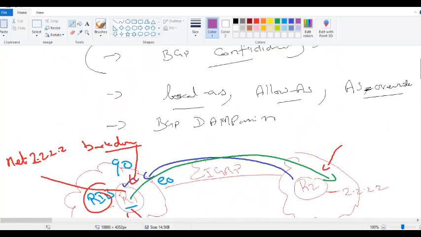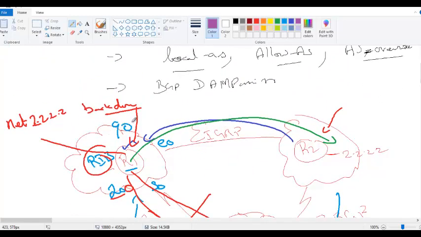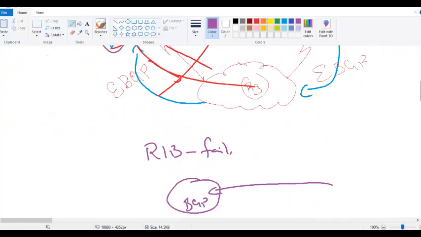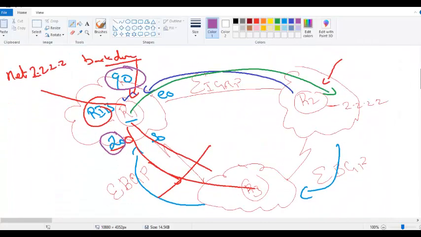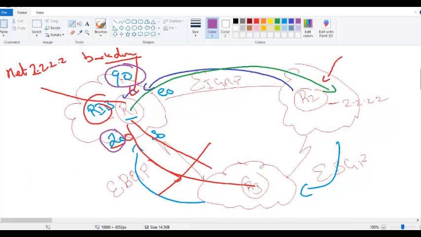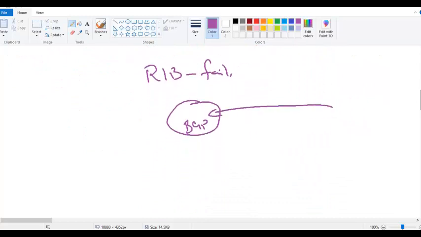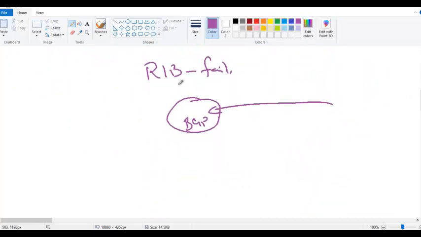In this case, it is totally opposite. The administrative distance was 90 and 20, more and less. The scenario is totally opposite. So, in short, I want to say backdoor is not used in a RIB failure scenario. No. Answer is no.